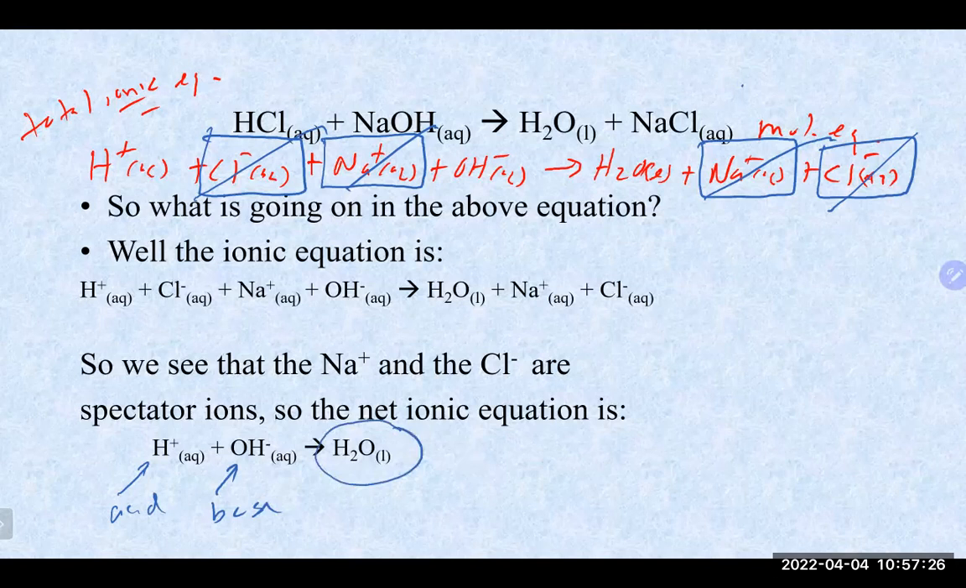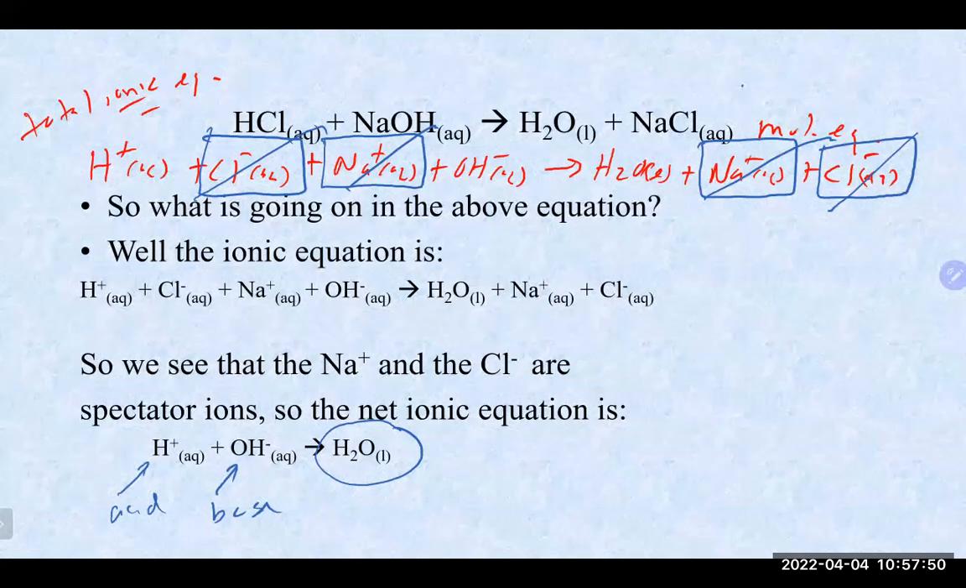As I mentioned, it doesn't matter what combination of strong acid and strong base you put together. If you go through the total ionic equation to the net ionic equation, every single one will end up with the exact same net ionic equation for an acid-base reaction. When you're doing a strong acid, strong base reaction, it will always end up H plus plus OH minus makes water.